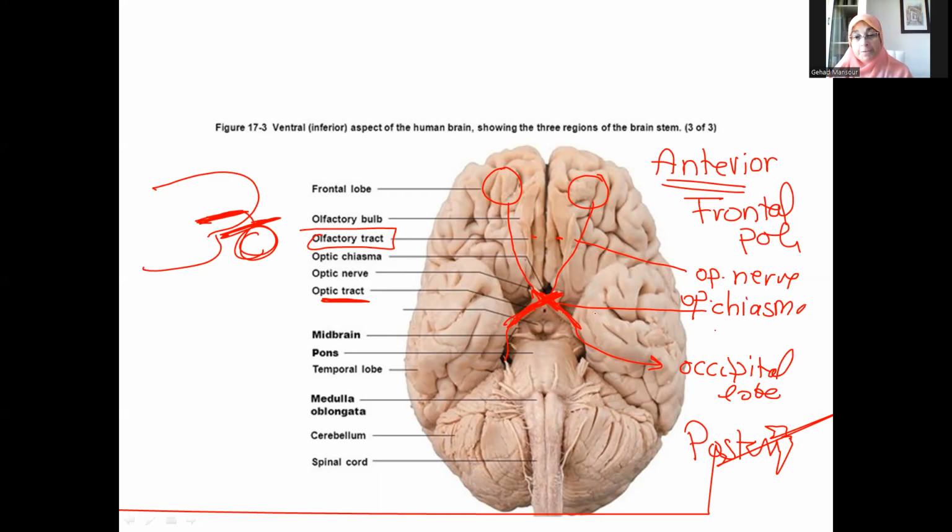Okay, what are these? These are cranial nerves. You are not supposed, of course, to know what cranial nerves arise from where, but if I ever label one of these, you just say it is a cranial nerve.